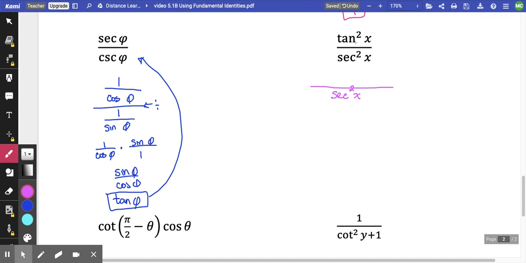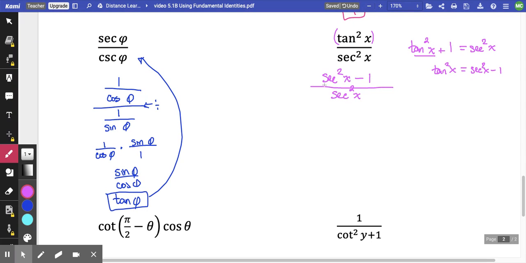And for the numerator, I'm going to change that tangent squared of x into what is equivalent to, using the Pythagorean identity. So let's play with that a little bit. This tangent squared of x plus 1 is equal to secant squared of x. And so if I wanted to get tangent squared of x by itself, I would need to subtract 1 from each side. So that would give me tangent squared of x is equivalent to secant squared of x minus 1. So now for this numerator, I can replace it with secant squared of x minus 1.